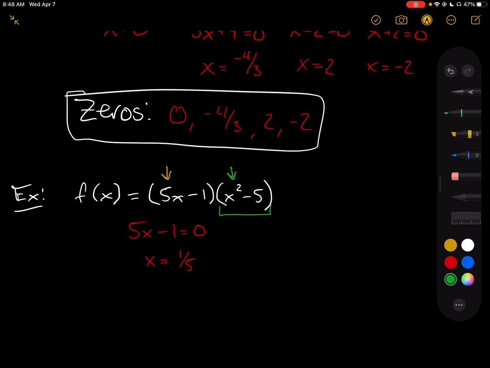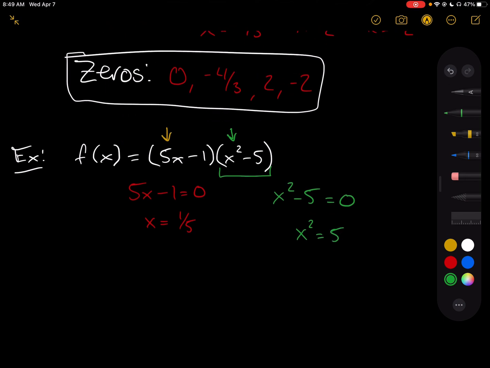In this case, because there's no middle term, we could actually solve this by using some algebra solving skills. So we would set it equal to 0, add the 5 over, which would leave us with x squared equals 5. And then if we square root both sides, that would leave us with x equals plus or minus the square root of 5. So that would give us our other two zeros there, right?